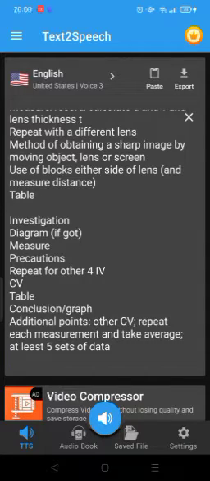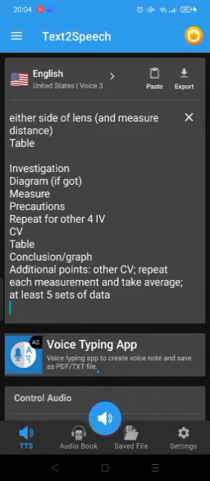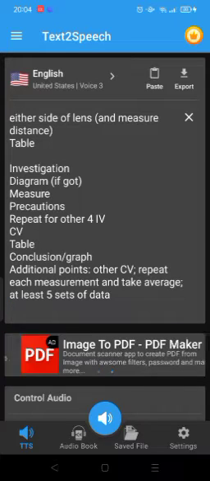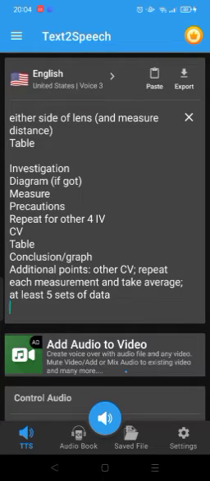Use of blocks either side of lens and measure distance. Table, investigation, diagram if given, measure, precautions. Repeat for other 4 IV. CV, table, conclusion, graph. Additional points: other CV, repeat each measurement and take average, at least 5 sets of data.